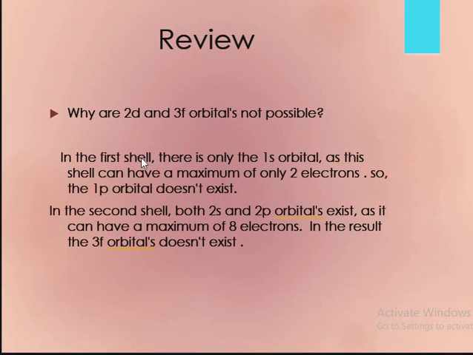So in the first shell there is only one s orbital, and the maximum number of electrons is 2. So 1p will not be found here. Now for the second shell, 2s and 2p orbitals exist, and that means the maximum number of electrons is 8. So as a result, 2d will not exist, and the same for 3f. For energy level number 3 we cannot have 3f. That is the answer.